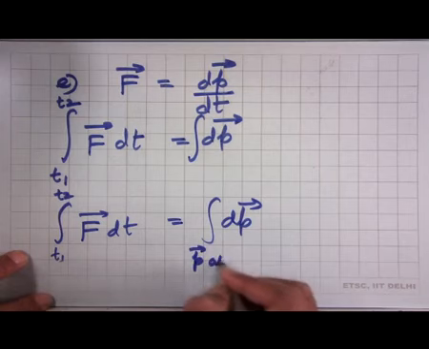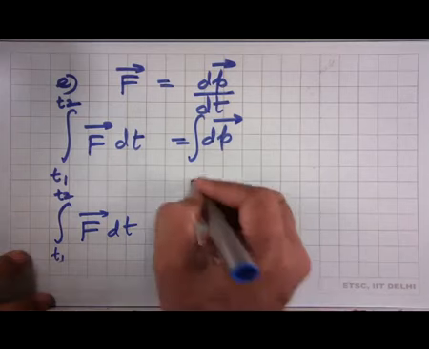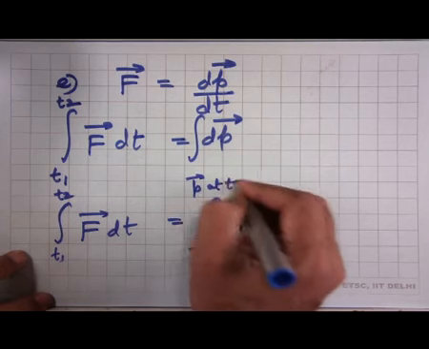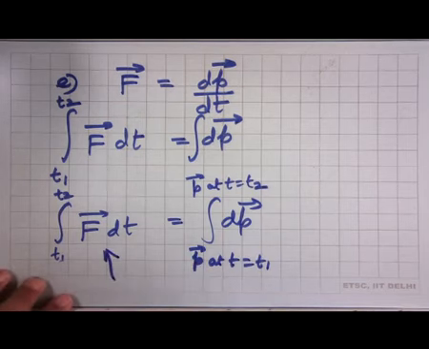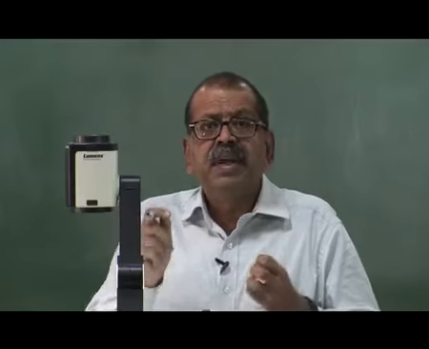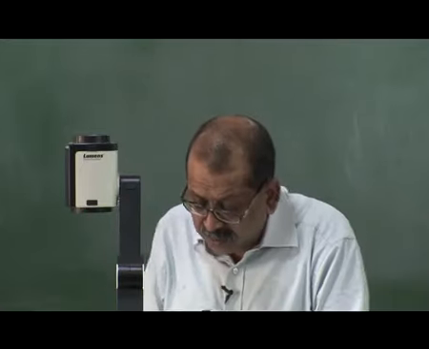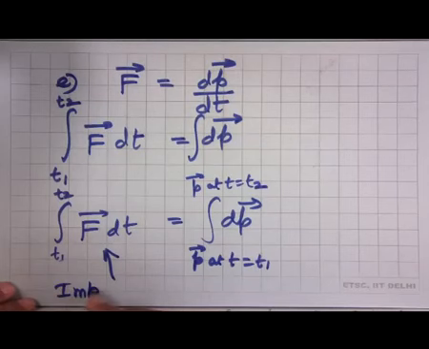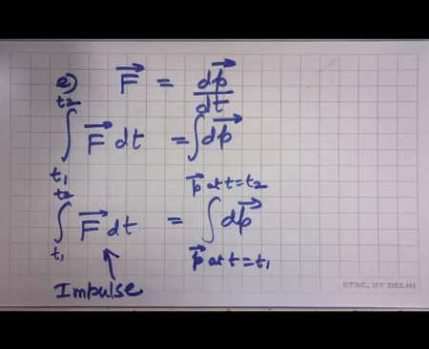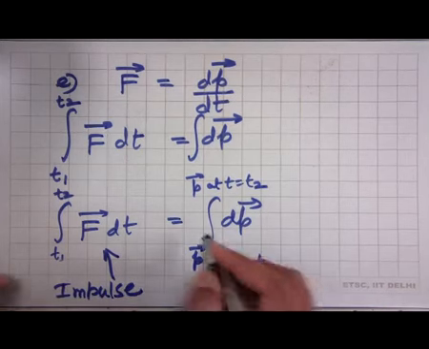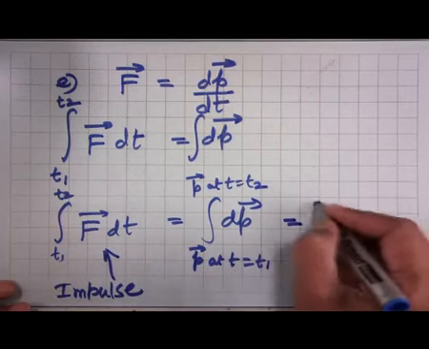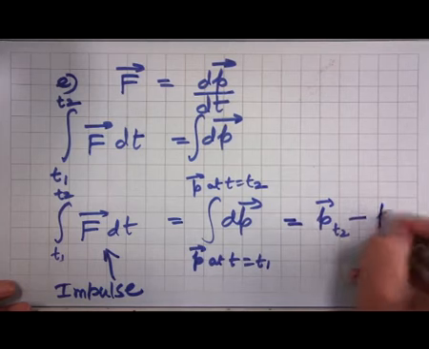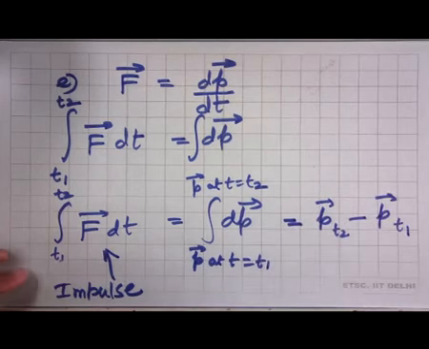So, this will be momentum at time t equals t1, and this will be momentum at time t equals t2, and we have a special name for this quantity, integral F dt, which means we integrate the force with respect to time. This is referred to as impulse. And if we look at the right hand side, it is equal to integral dp, which will become p at t2 minus p at t1.